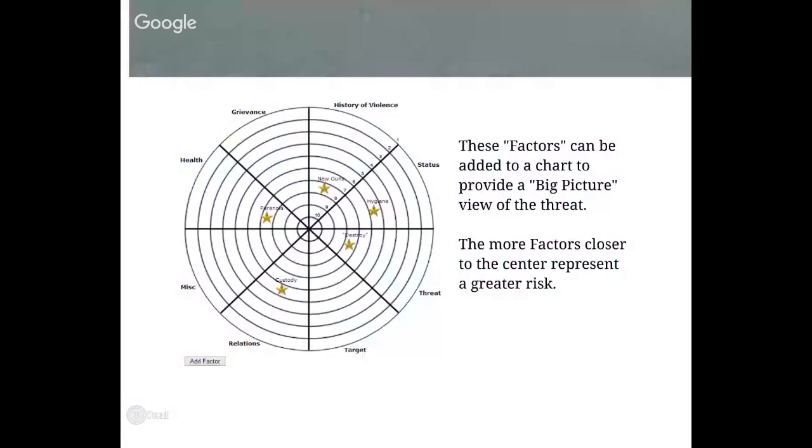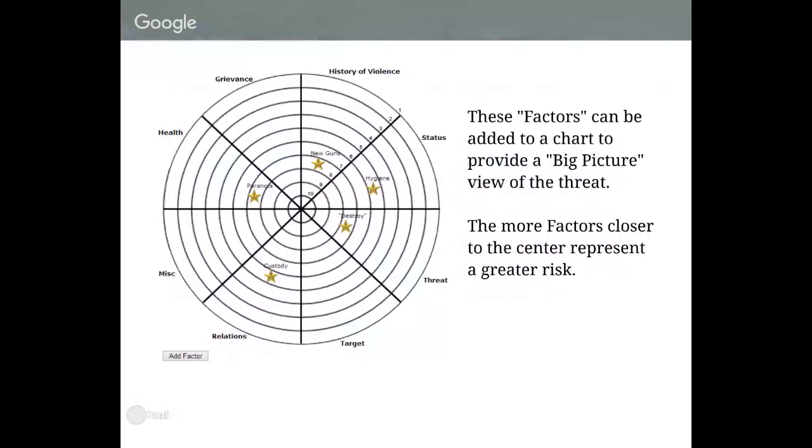What if we could take all of these factors and plot them on a graph so that we could see the overall picture of what the potential threat is? As the incidents, or these factors, are closer to the center, the more serious it is. If we have more factors or findings that are closer to the bullseye, that indicates a greater risk.